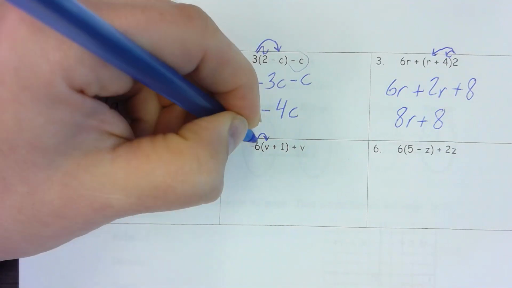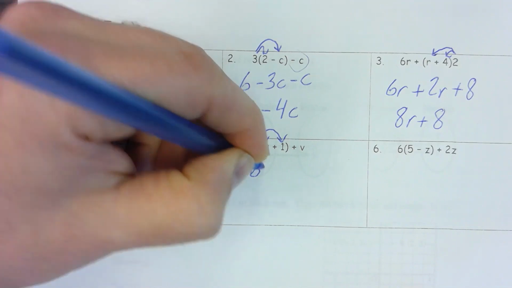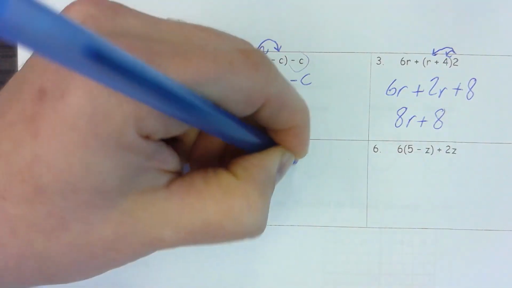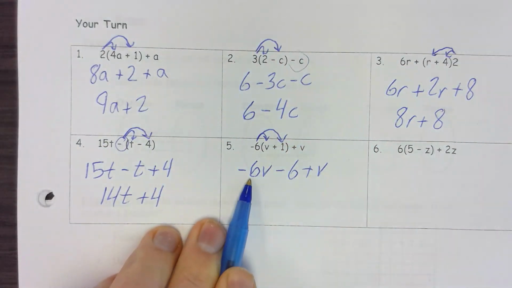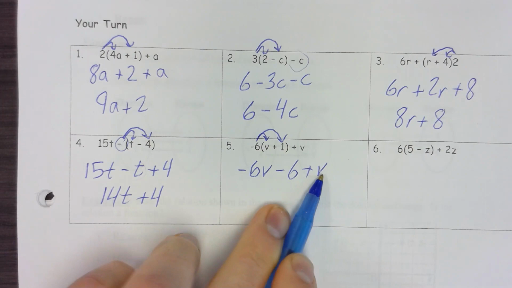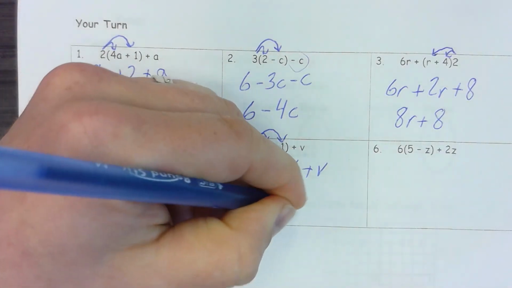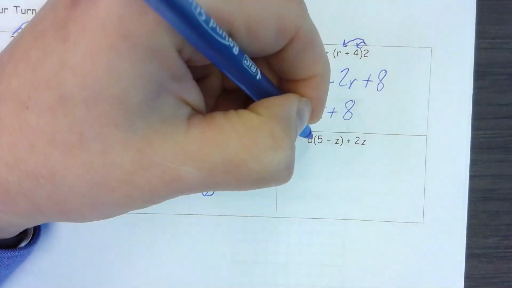Negative 6 times v, negative 6 times 1. Negative 6 times v is negative 6v's. Negative 6 times negative 1 is negative 6. We still have this v, so I've got negative 6v plus v, I've got negative 5v, and we still have this minus 6.